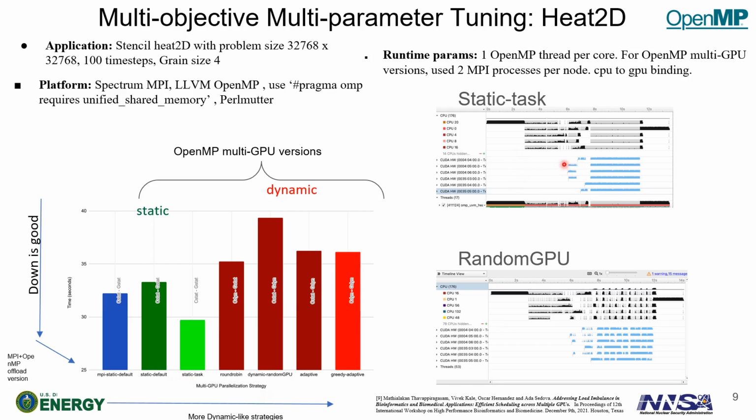The reasons for this can be seen in this NVIDIA Insight application timeline plot, where we see very few white spaces here on the top for the static tasking. But when we do this more dynamic and random multi-GPU scheduling, we see a lot more white space, and that is due to both coordination as well as thread idle time.